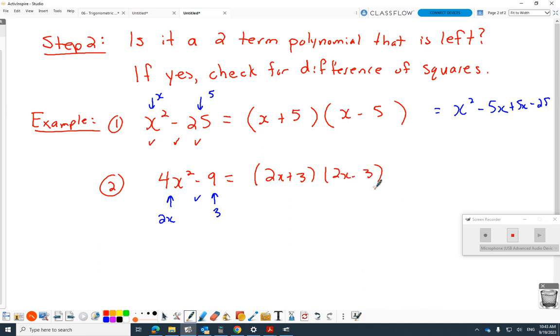And if you're skeptical, do the FOIL. You'll find out there's no OI, because these are conjugates. And you'll end up with FL, which is 4x squared minus 9. Yeah? Do you have questions?